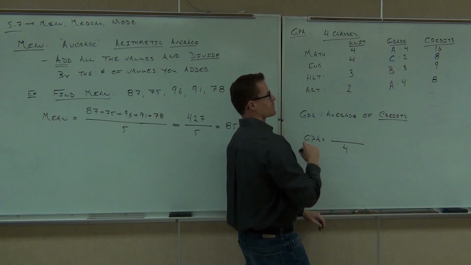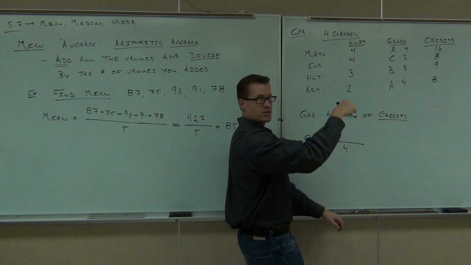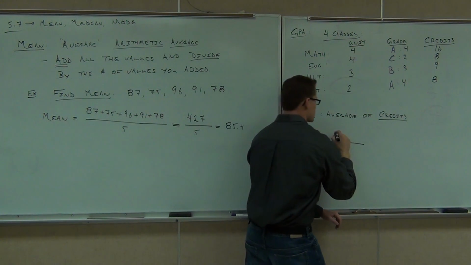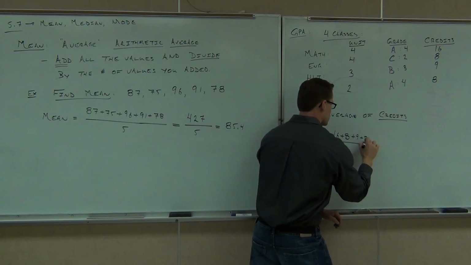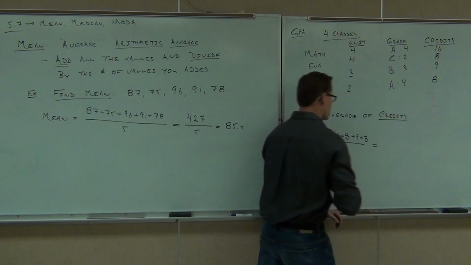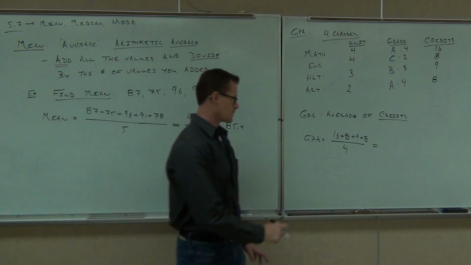What are you adding up here? The 4, 4, 3, and 2? The credit. Yeah, because you have to. They're dependent on the unit, right? So it's 16, 8, 9, 8. Can you do 16 plus 8 plus 9 plus 8 for me, please? 41.